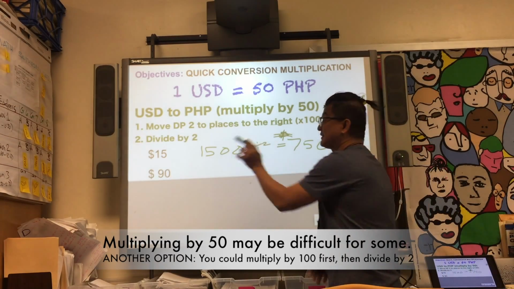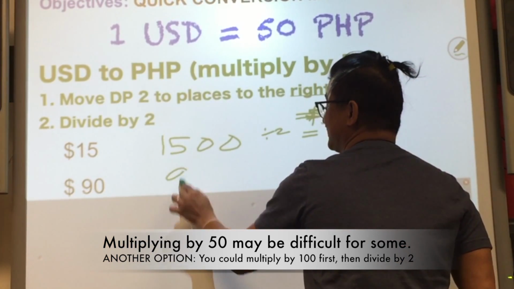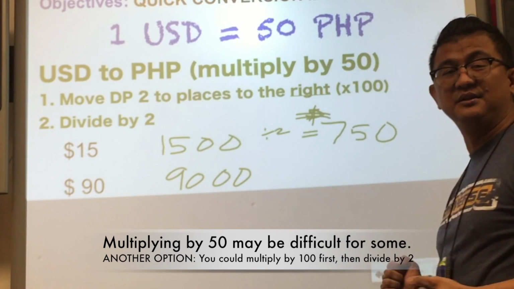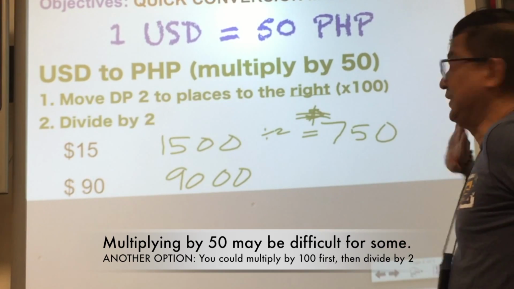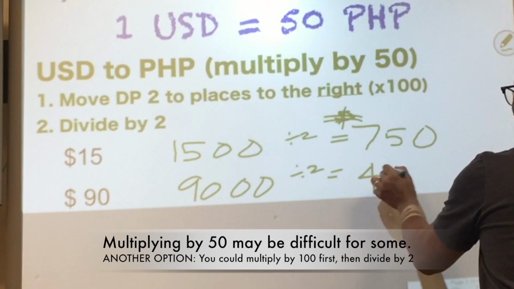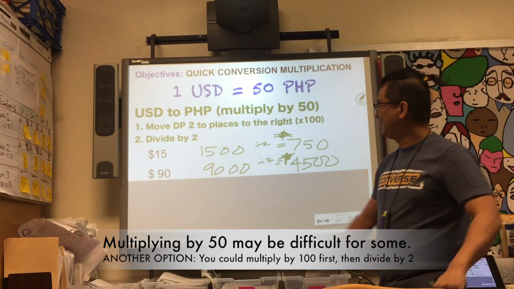Now, make it times 100. The shortcut for 100 is just two places to the right. So that's 90 followed by 2 zeros again. So think of 9,000. But sobra, if you multiply it by 100, that's too much. So again, split it. Divide by 2. That's going to be 4,500 pesos. Got it?